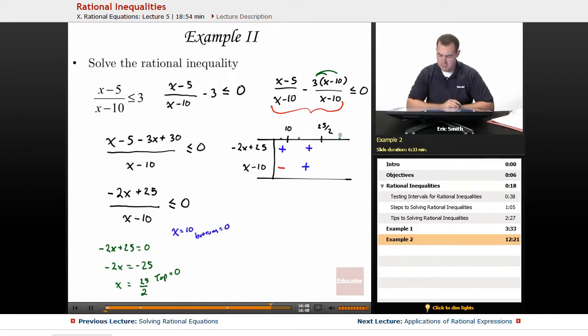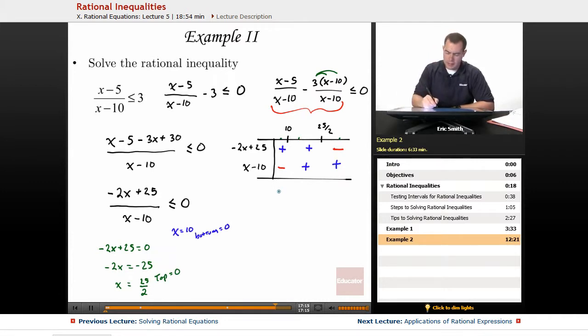Why not? If I put 20 into the top one, I'll have negative 2 times 20. That'll be negative 40 plus 25. That'll definitely give me a negative value. If I put 20 into the bottom one, 20 minus 10, that'll be a positive 10. All right, so these two things are really being divided. So to look at our overall sign, we'll take each of these signs and go ahead and divide them.